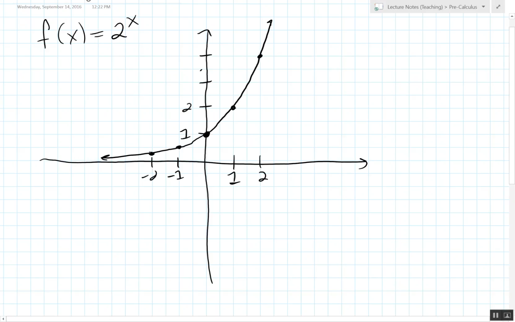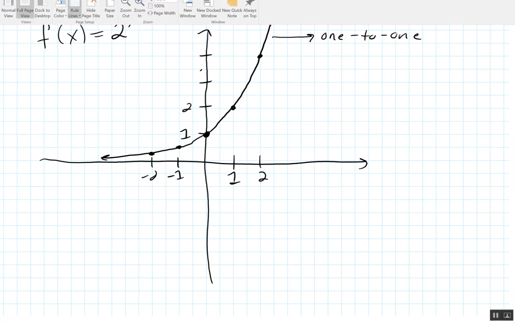Now, remember that we said that this function is one-to-one. And so one-to-one functions have an inverse. And this inverse that this function has is not a type of function we have seen before. So let's look at the graph of it first.